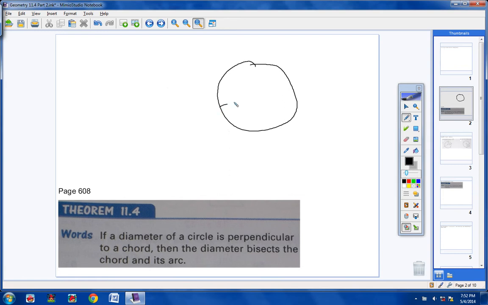If I have a diameter of a circle, and there's the center, and a chord, and they're perpendicular, then this segment from here to here will be congruent to this segment from here to here. Or in other words, we can put one mark here and one mark here. And the arc that goes from here to here will be congruent to the arc that goes from here to here. Or in other words, I can put 2 marks on this arc and 2 marks here.